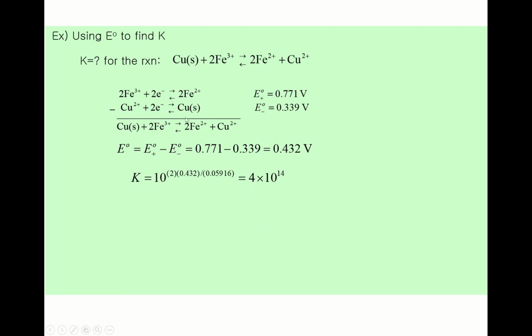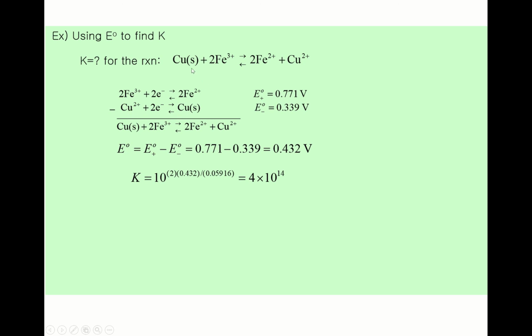Now let's find the equilibrium constant for this simple electrochemical reaction by using E0 values. The first thing you have to do is decide which one is the cathodic reaction and which one is the anodic reaction. On the cathode, reduction takes place. So which one is a reduction? This ferric ion accepts one electron to become ferrous. So this is the cathodic reaction, and the E0 is 0.771 volt.